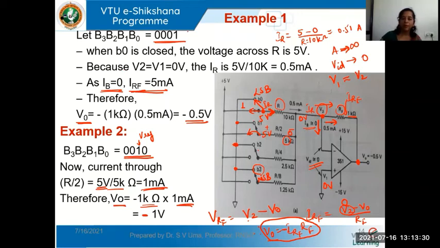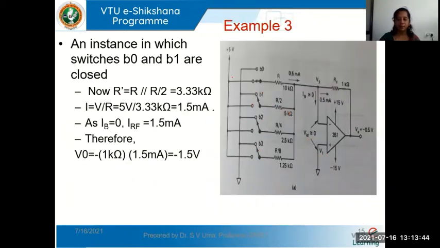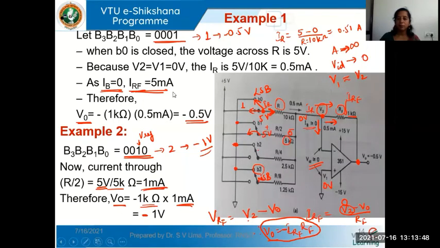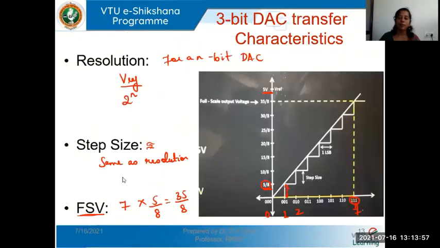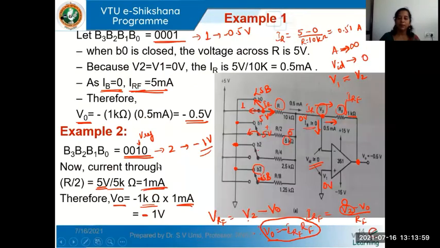So the value of output for binary 1 is minus 0.5 volt. The value of output for binary 2 is minus 1 volt. So you can see that the step size is increasing by minus 0.5, minus 0.5, minus 1. So here we had written the values. I am showing you how we are getting those values. Okay, so this is how we will find.